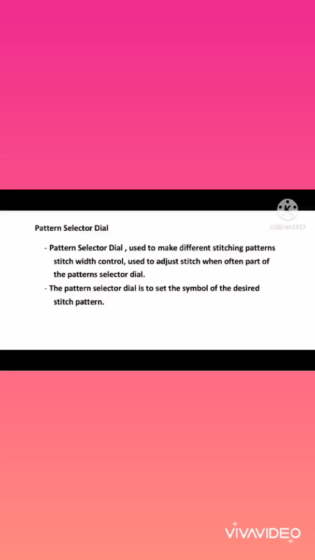Pattern selector dial. Pattern selector dial is used to make different stitching patterns. Stitch width control, used to adjust stitch width, is often part of the pattern selector dial. The pattern selector dial is to set the symbol of the desired stitch pattern.